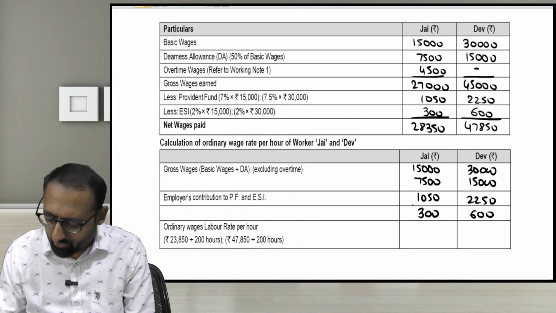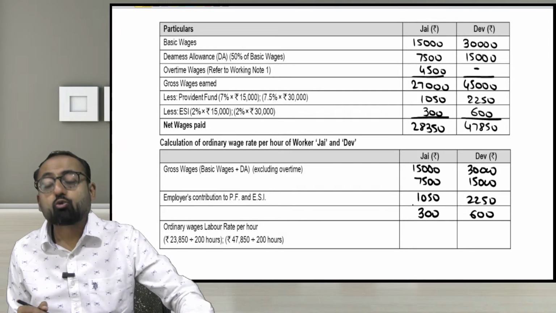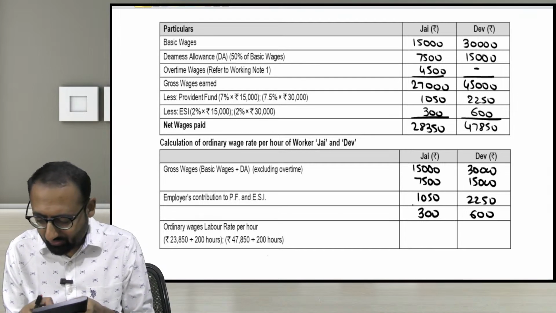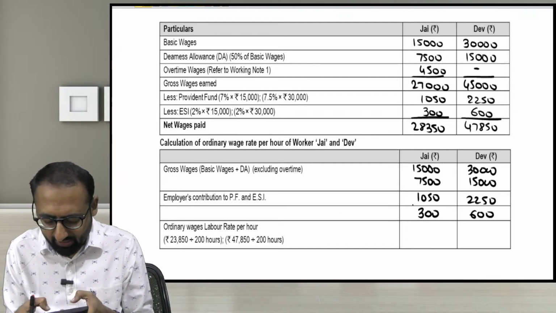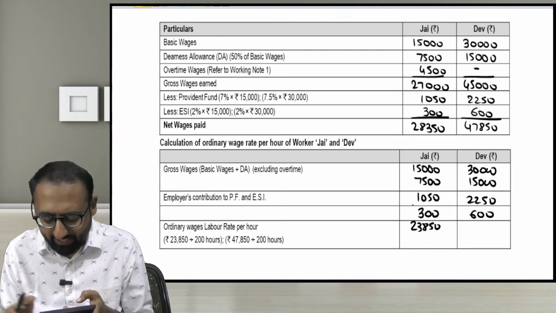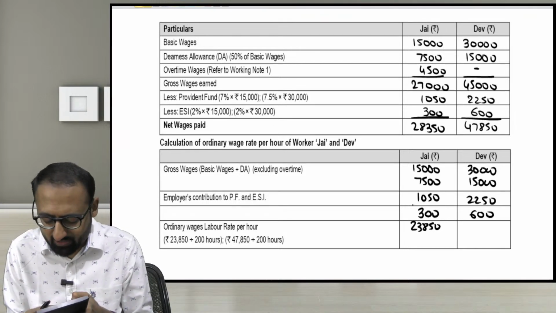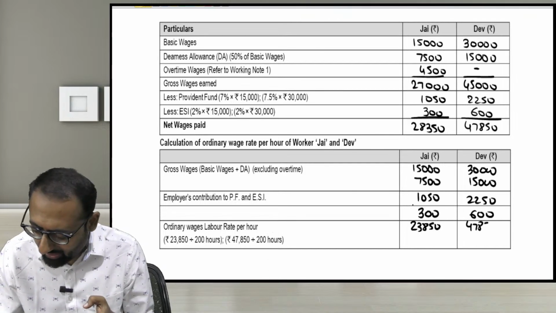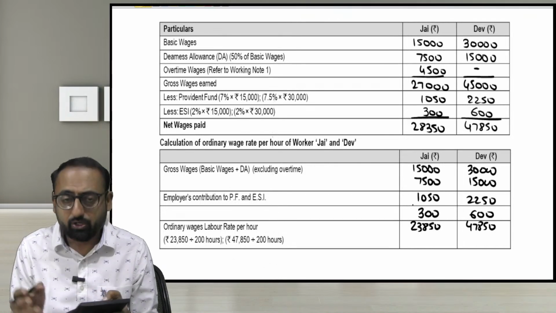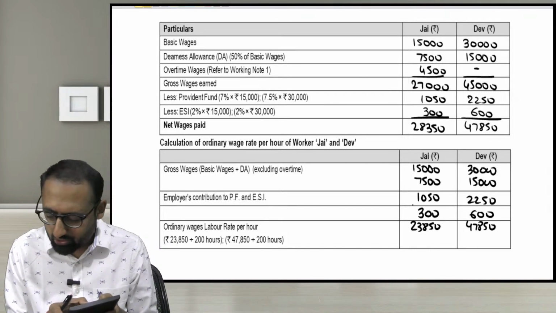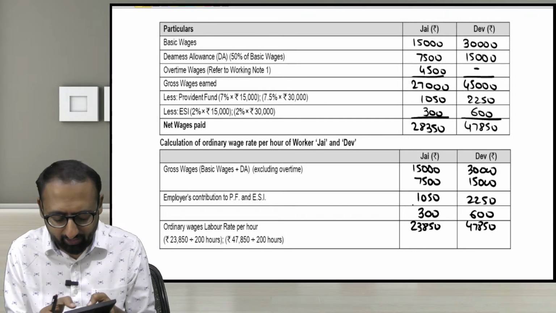So guys, boys and girls, you can check that total ordinary wages of the worker will be 15,000 plus 7,500 plus 1050 plus 300. It will be 23,850. In the second scenario, 30,000 plus 15,000 plus 2250 plus 600. It will be 47,850. Okay, now divide by the ordinary hours. Your ordinary hours are 200. So 23,850 divided by 200.